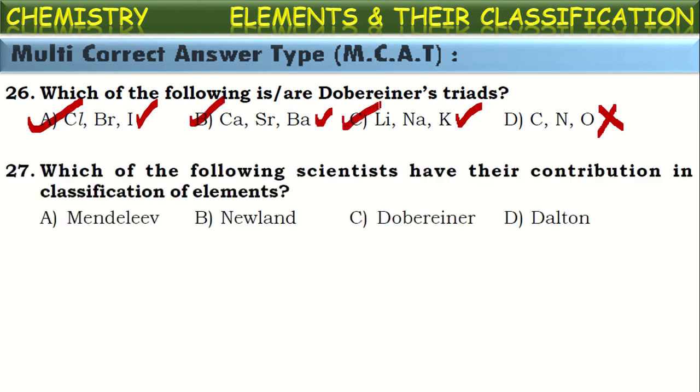Okay, next one. Which of the following scientists have their contribution in classification of elements? Yes, we have studied about different earlier attempts for the classification. Of course, because of certain drawbacks, they failed, but they are important. So see here the scientists who have their contribution in classification of elements. We have studied about Mendeleev's periodic table, which was the first periodic table given for the classification of elements, and even Newlands also. Newlands, how did he classify? He classified elements into octaves, isn't it?